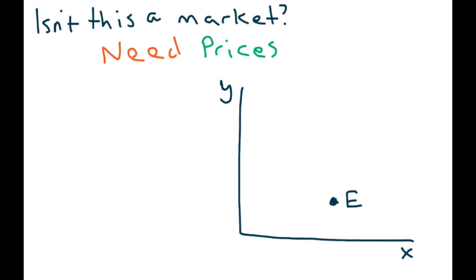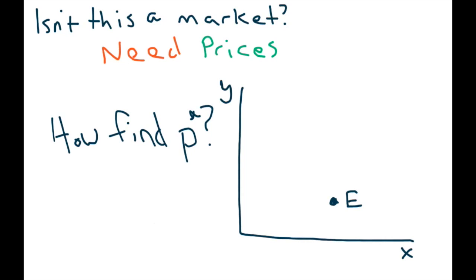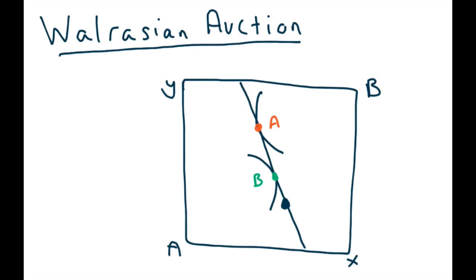So we went on to talk about how you could find them. The open question is, how can we find P star, the equilibrium price vector? We went on to talk about this idea of a Walrasian auctioneer. The way he does things is that you start out with some random price, and then you look at what people choose to buy.